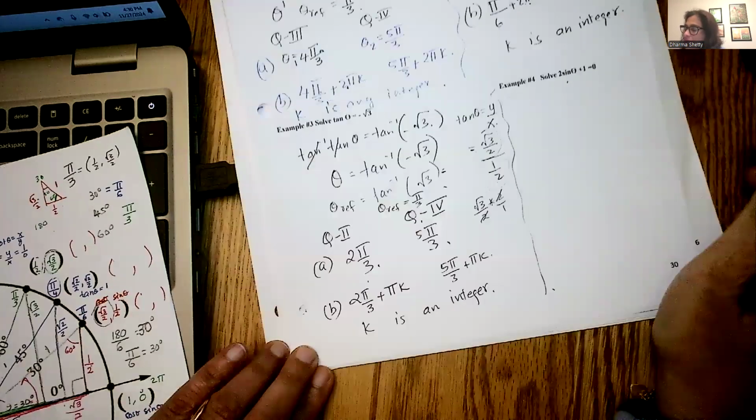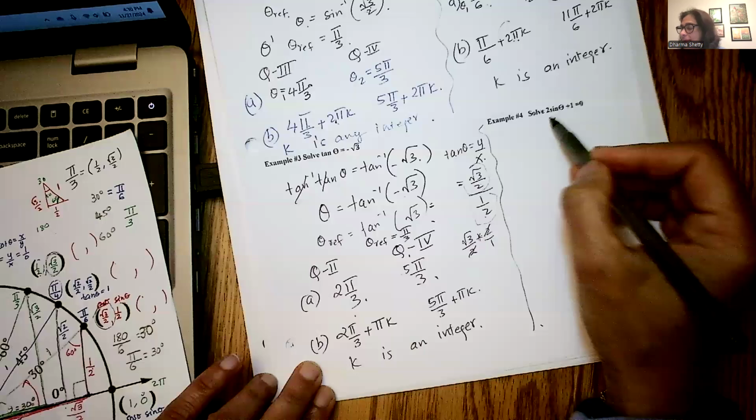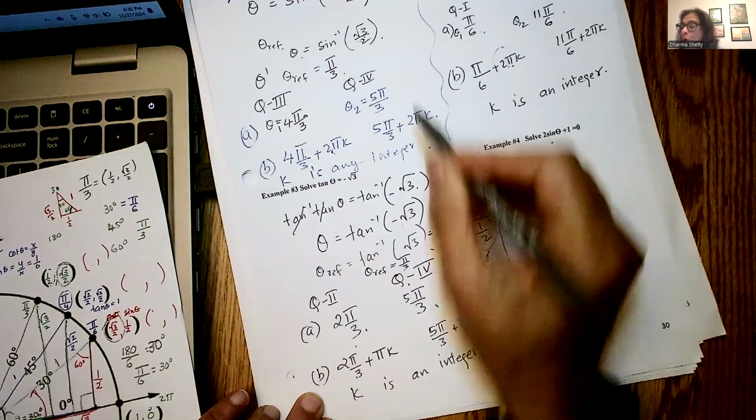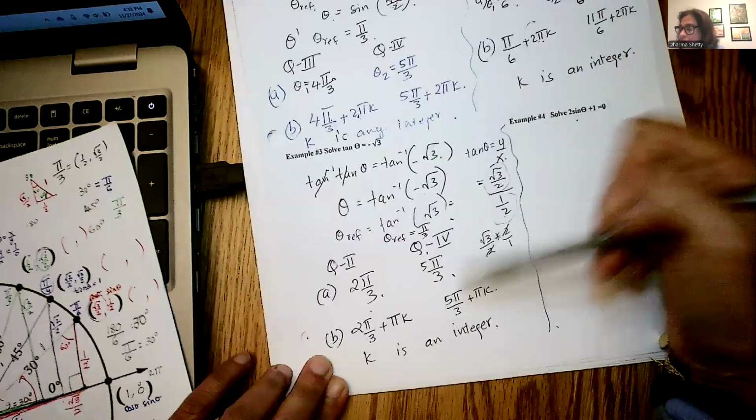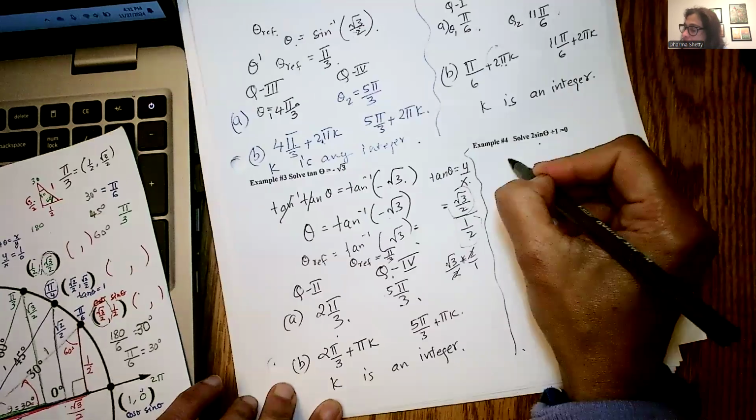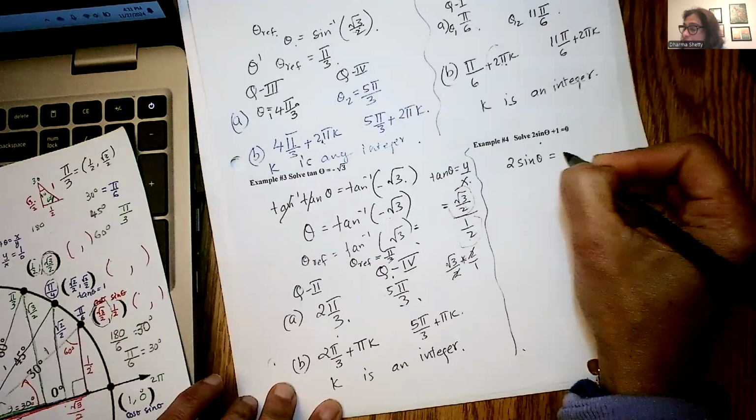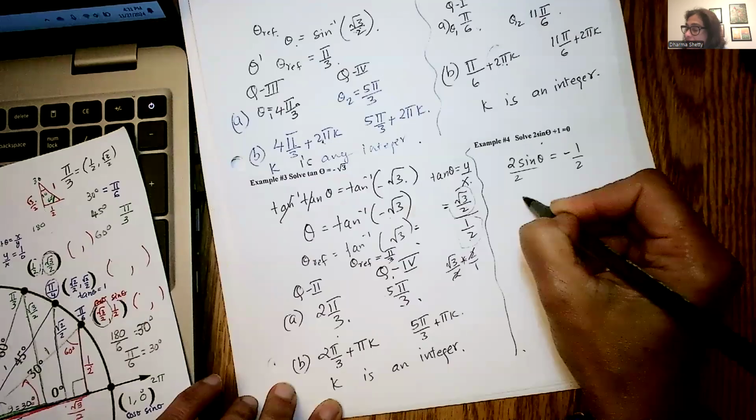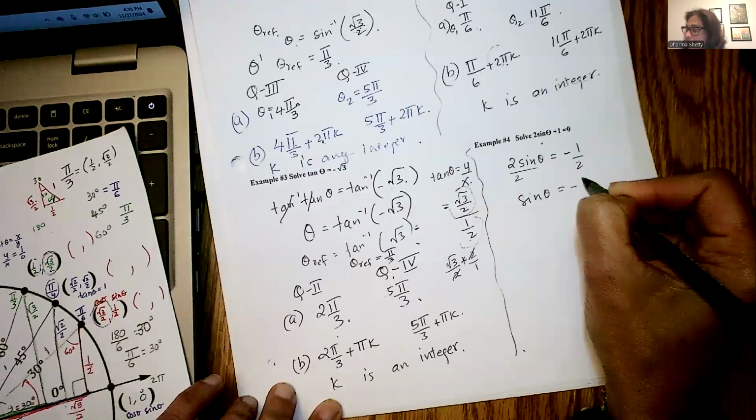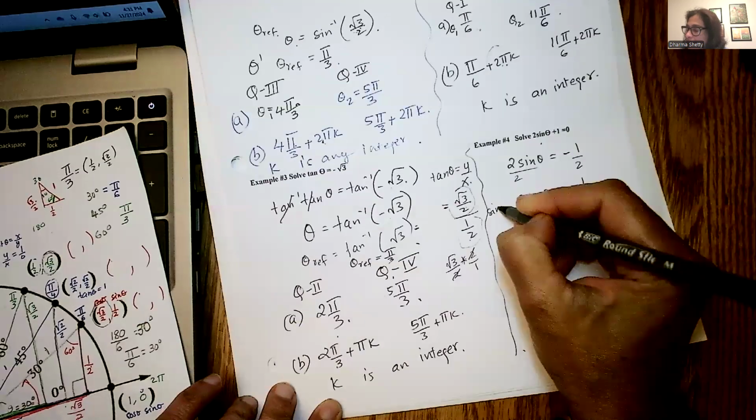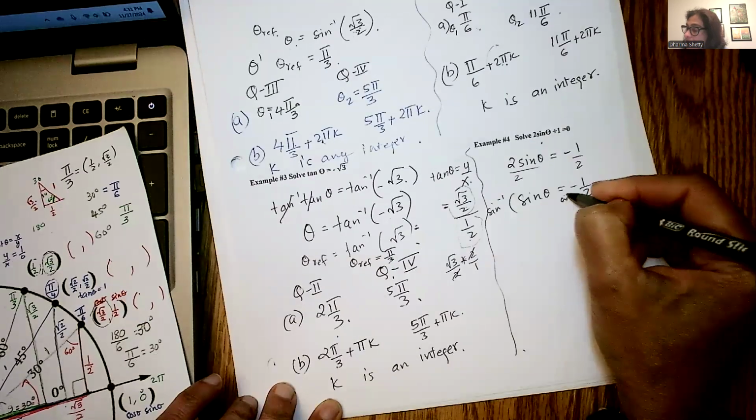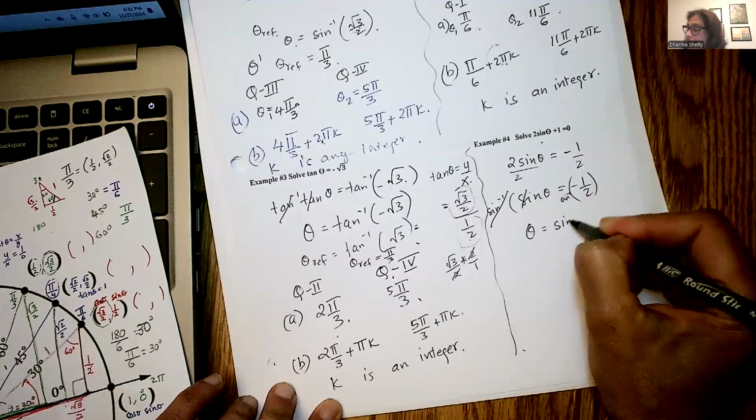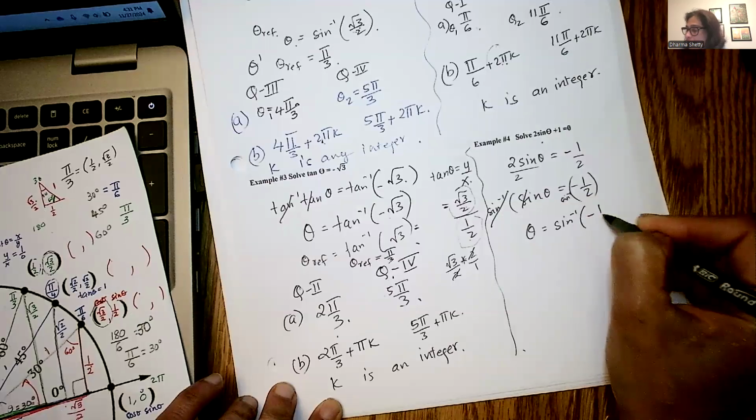The last problem on this page is 2 sine theta plus 1 equals 0. I need to first solve for sine. So all these were already solved for the function value. In this case, 2 sine theta is equal to negative 1. Divide both sides by 2. Sine theta is equal to negative 1/2. Take the inverse of both sides. I get theta is equal to sine inverse of negative 1/2.